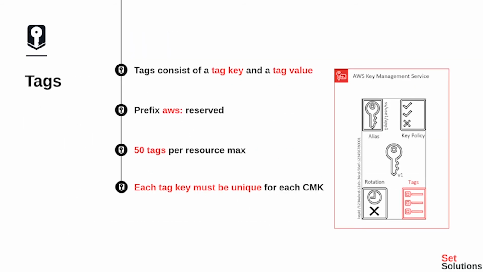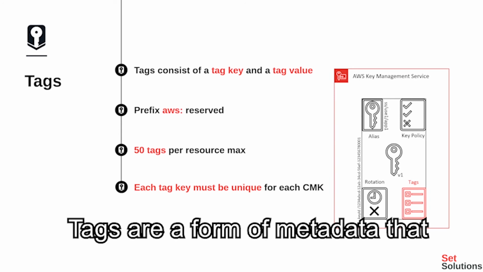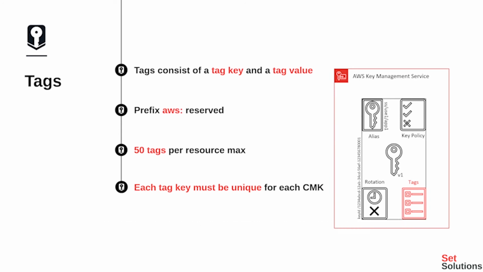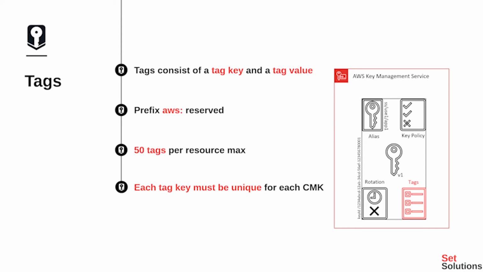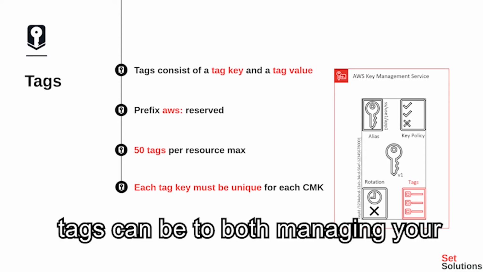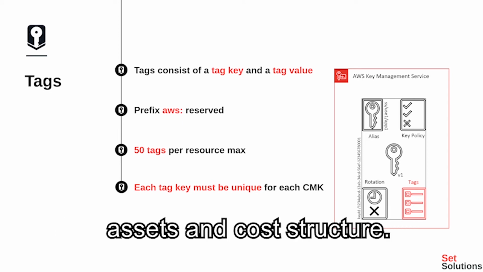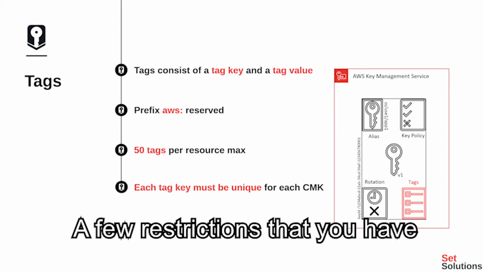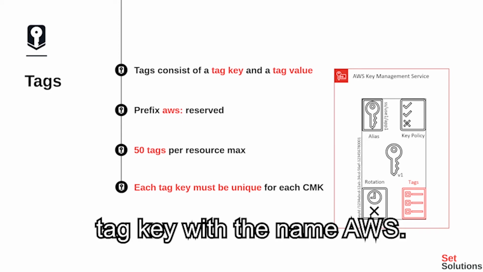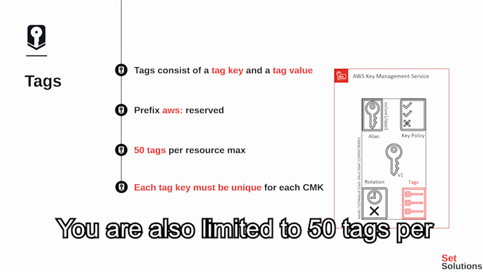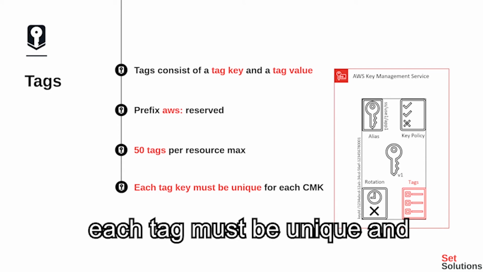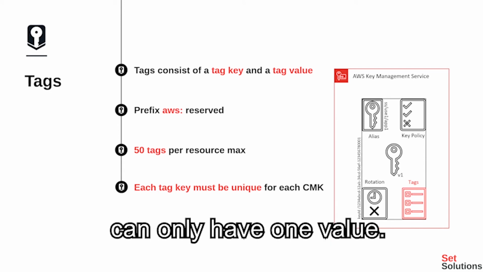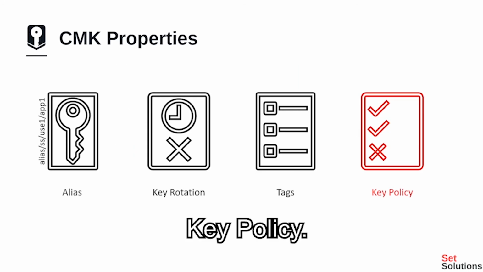Tags. Tags are a form of metadata that can be used to assign to resources. Each tag consists of a key and a value, both of which you define. Two common use cases for using tags can be for both managing your assets and your cost structure. A few restrictions that you have with tags is that you can't have a tag with the name AWS. You're also limited to 50 tags per resource, and for each resource, each tag must be unique and can only have one value.